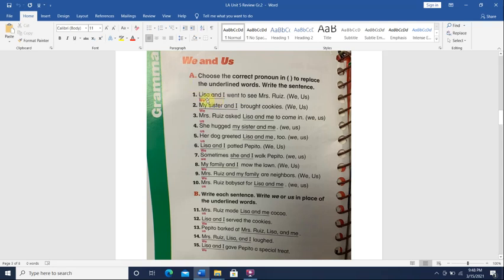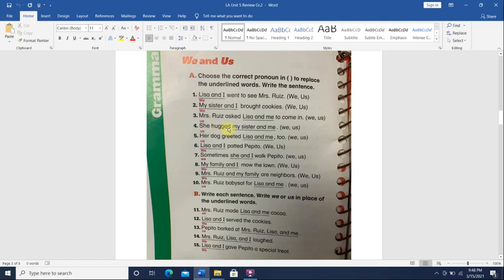Number 1, we went to see Mrs. Ruse. My sister and I brought cookies. Okay, so my sister and I is before the verb. We will choose we again. Mrs. Ruse asked Lisa and me to come in. So it's after the verb. After the verb asked, we will choose us. Mrs. Ruse asked us to come in.